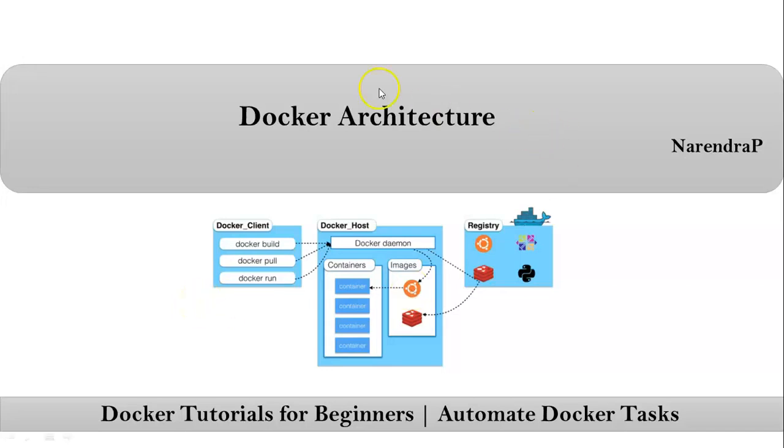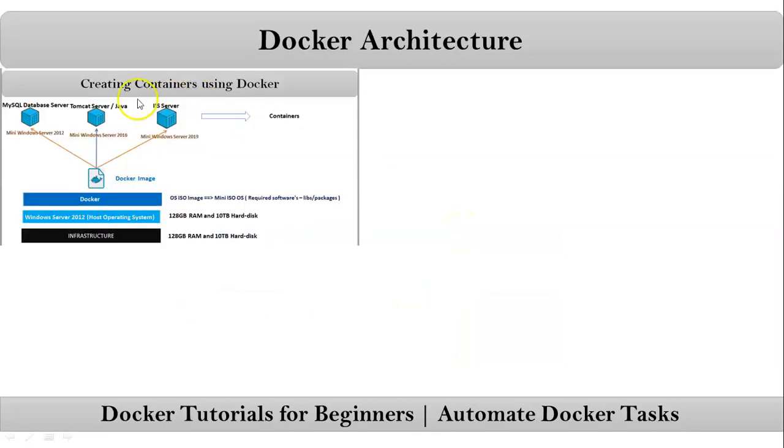Friends, here our concept is Docker architecture. Simply this is Docker architecture, but let me go with our known concept, that is creating containers using Docker. Whenever you want to create a container using Docker, first of all, you have to install Docker on any one of the operating systems. After installing Docker, based on the type of container, we will select a Docker image. Then from that Docker image, with the help of Docker, we will create our containers.